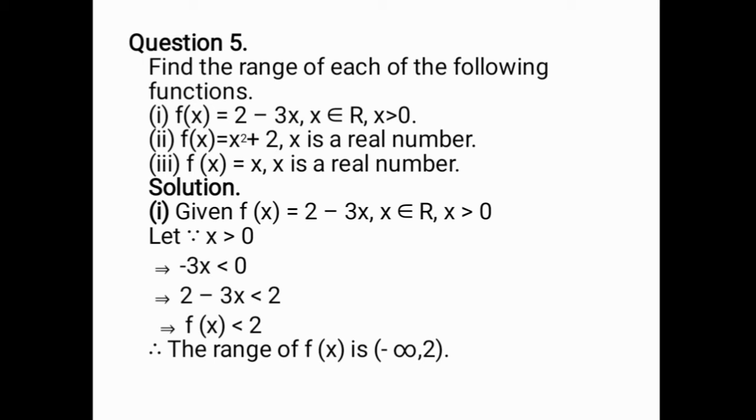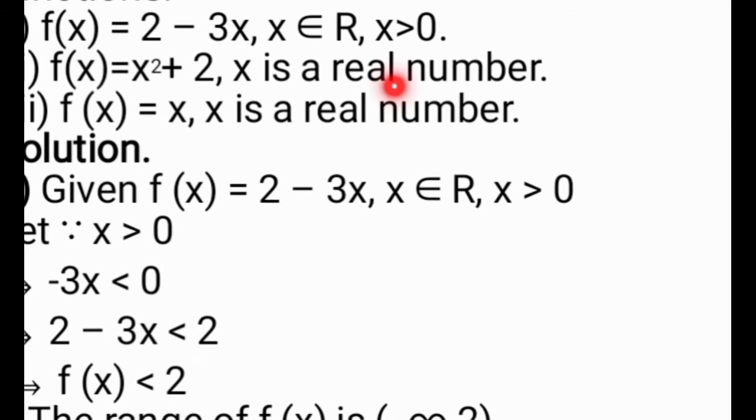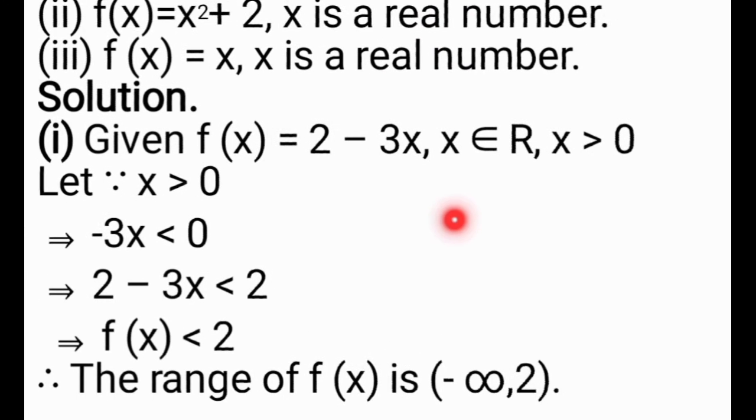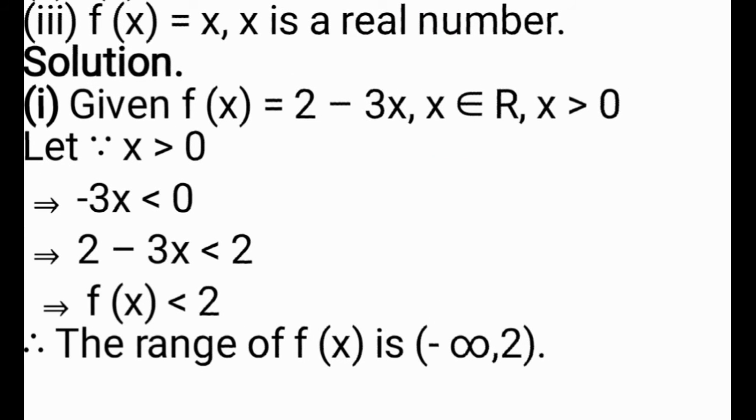Next, question number 5. Find the range of each of the following functions. F of x equal to 2 minus 3x. F of x equal to x square plus 2. F of x equal to x. X is a real number. It's very important. The answer is very easy. You have to see the condition first, and by using this condition we can give the answer in a simple manner.